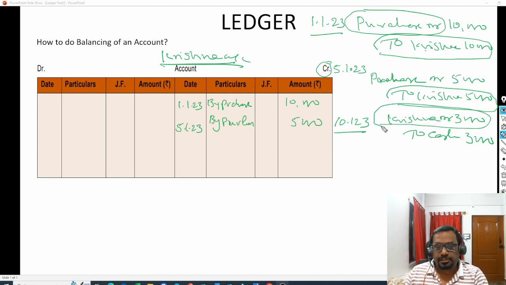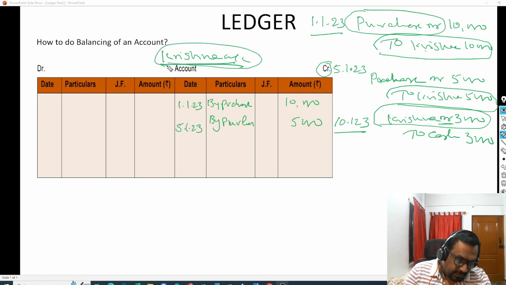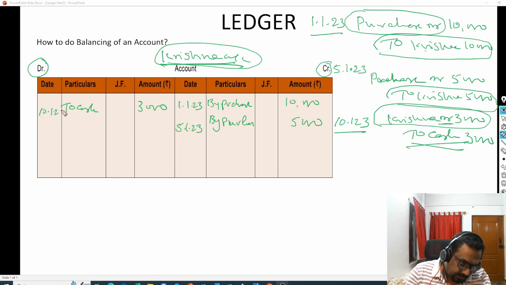In this entry, what did we do to Krishna? We debited Krishna. Since Krishna account is debited, where do I need to record this? In Krishna account, the debit side. When I write this on the debit side, what am I supposed to write? To cash 3,000. This happened on 10/1/23.